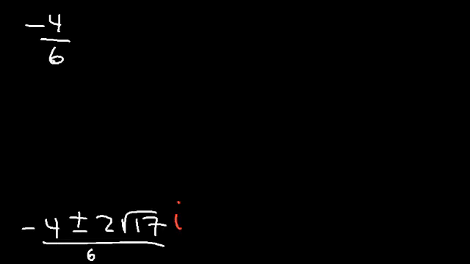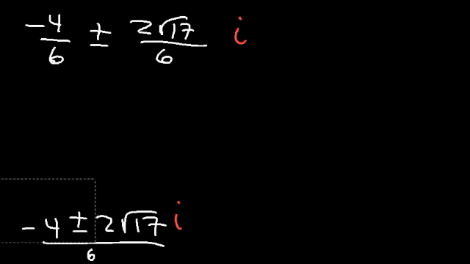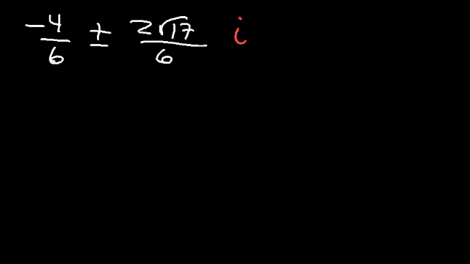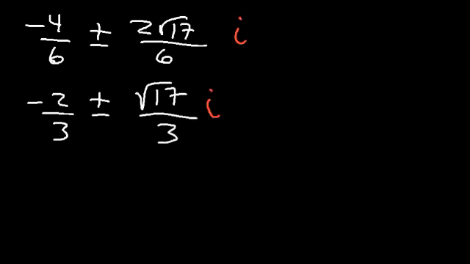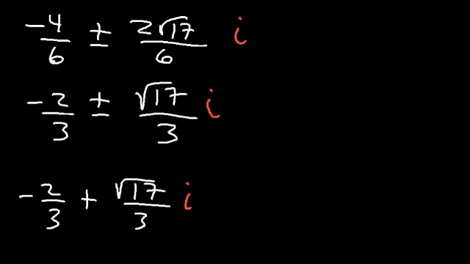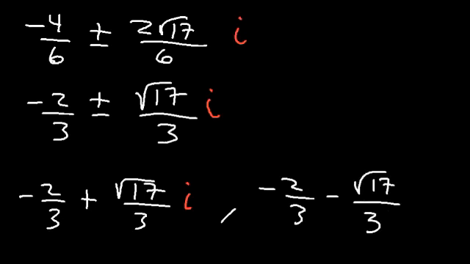So it's negative 4 divided by 6 plus or minus 2 radical 17 divided by 6 times i. So we can reduce 4 over 6. If we divide both numbers by 2, it's going to be negative 2 over 3. And 2 over 6, we can reduce it. 6 divided by 2 is 3, but it's going to be on the bottom. So it's the square root of 17 divided by 3 times i. So the two answers are negative 2 over 3 plus root 17 over 3 times i. That's in a plus bi form. And the other answer is negative 2 over 3 minus root 17 over 3 times i.